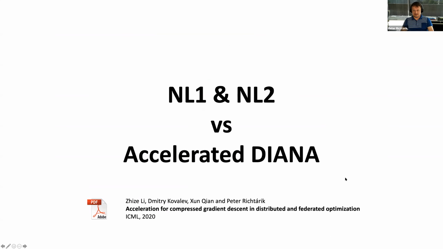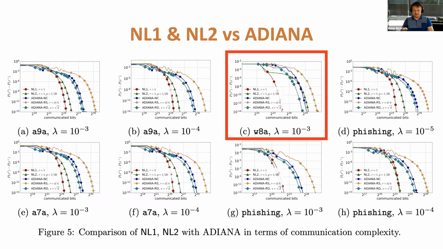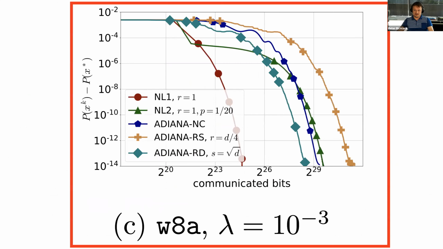Let's compare now again some first order method. This is accelerated DIANA, so it's an accelerated method with communication compression. So this is somehow the state of the art first order communication efficient method for strongly convex problems. Here we see that we also outperform all of these versions of DIANA, also by quite some margin, but somewhat smaller margin than Newton's method. So these first order methods are quite efficient, but it's still several orders of magnitude.